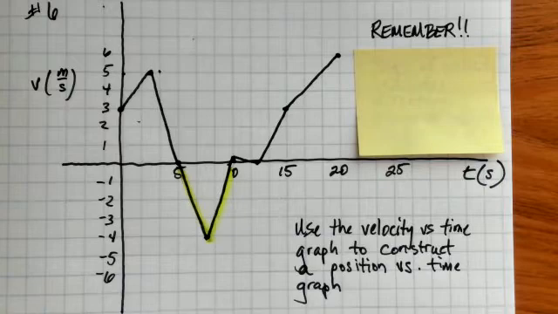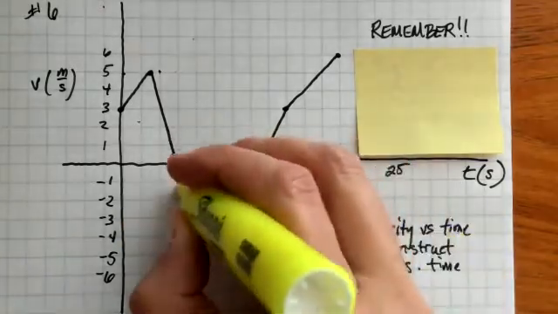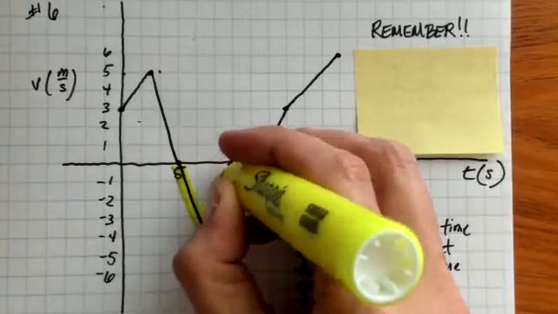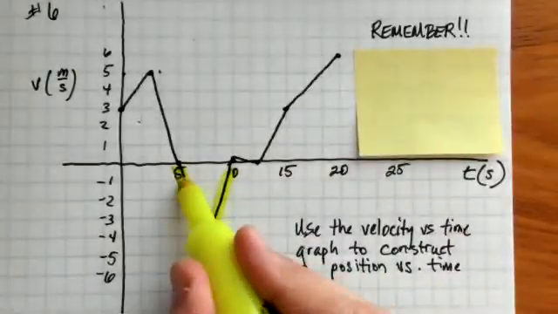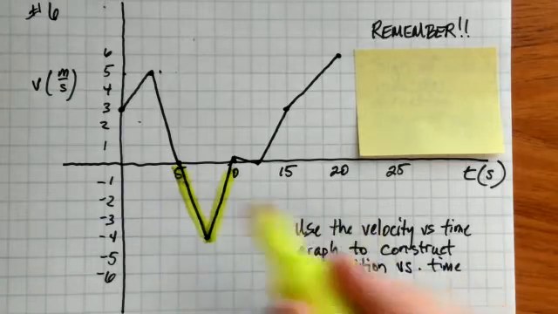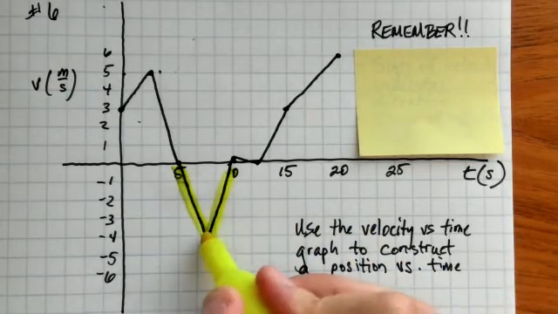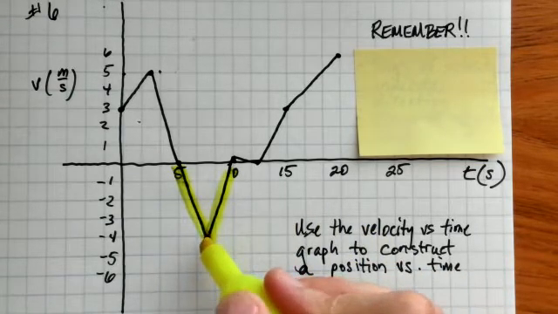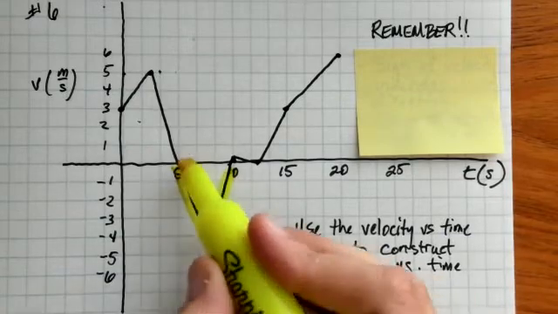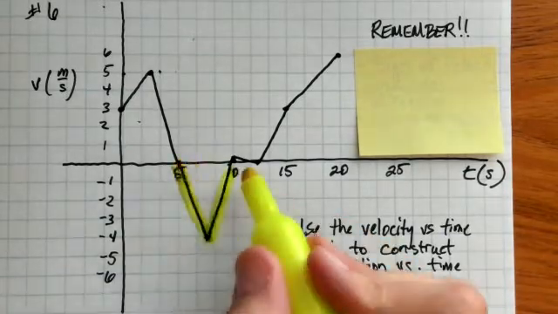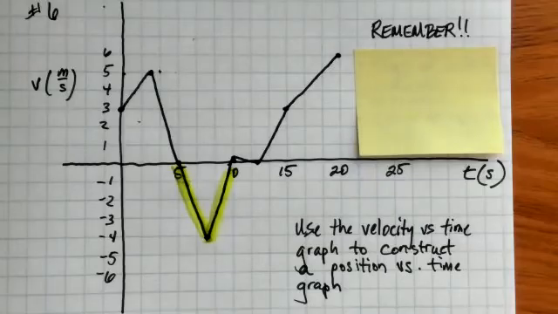First, let's answer the question. So the question is, where is the velocity negative in this graph? Well, the velocity is negative here. So at this point in time, the velocity is negative 1 meters per second. At this point in time, the velocity is negative 4 meters per second. So the velocity is negative from the time interval of 5 seconds to 10 seconds.